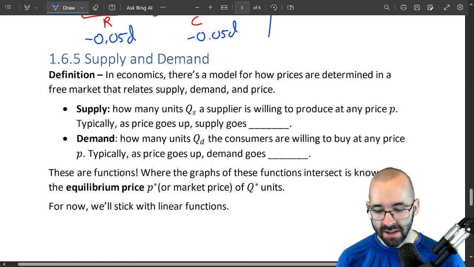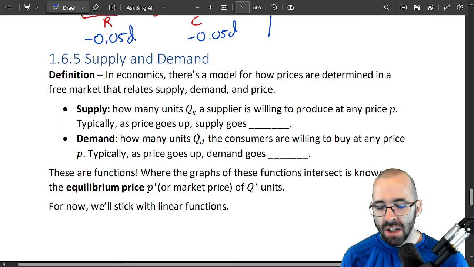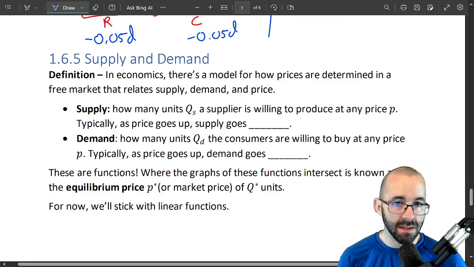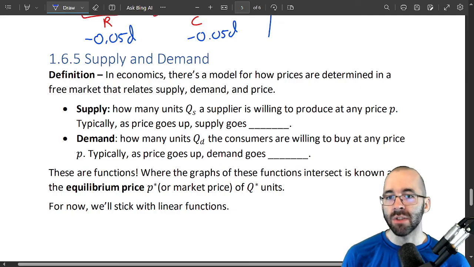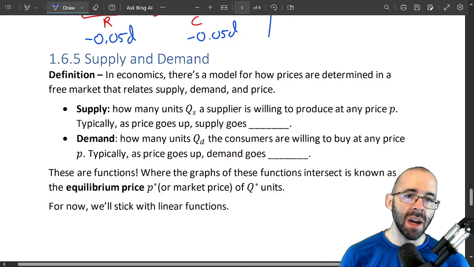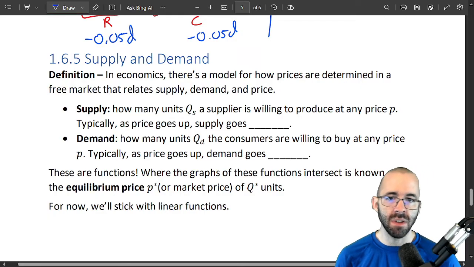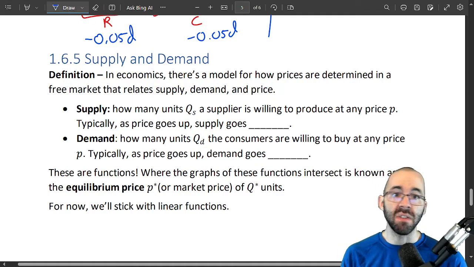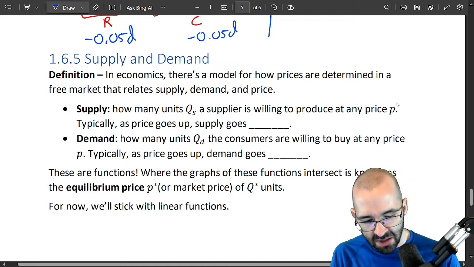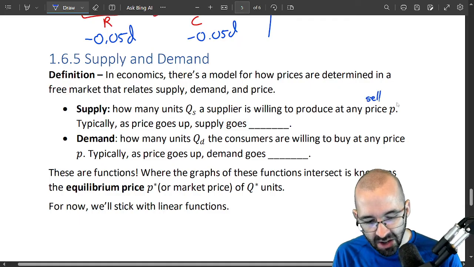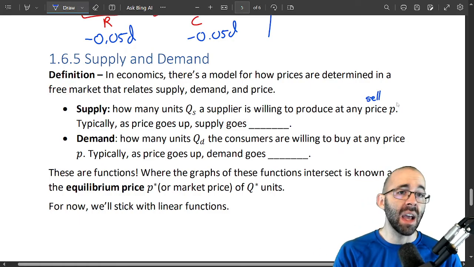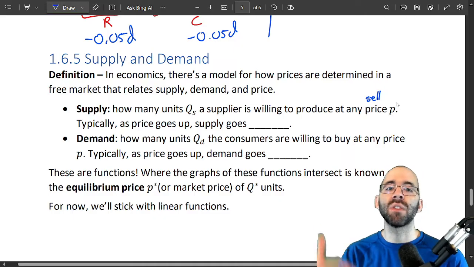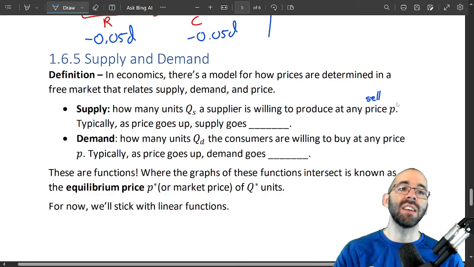So when we talk about supply in this class, we'll say how many units, maybe we'll call that Q sub S or QS, a supplier is willing to produce at any price P. So P is the price, Q sub S is the quantity that that supplier is willing to produce. And I should really specify, it's not the price that the supplier has to pay to produce it, it's the price for the seller or the supplier to sell at.